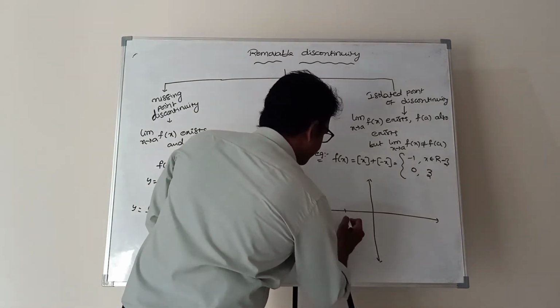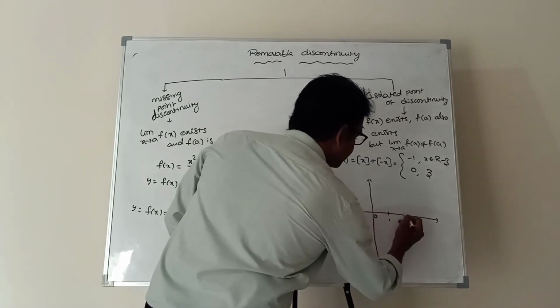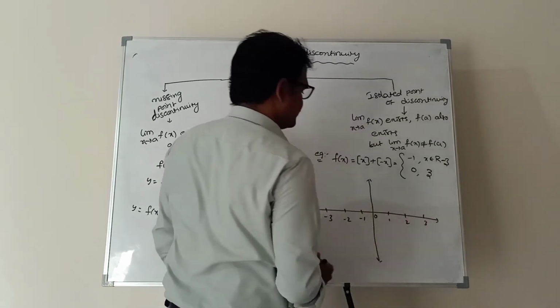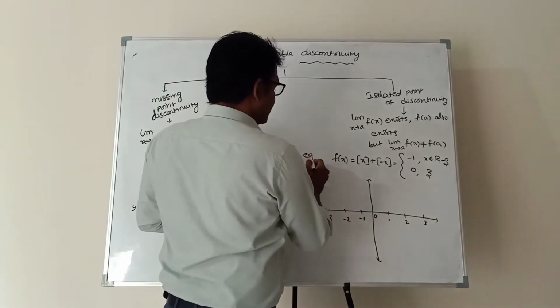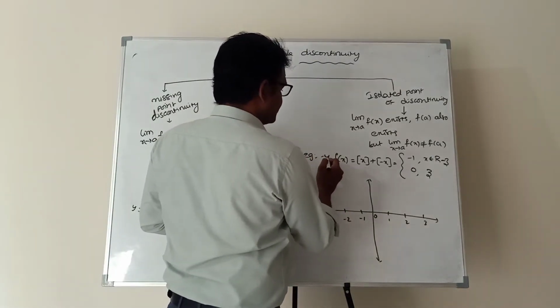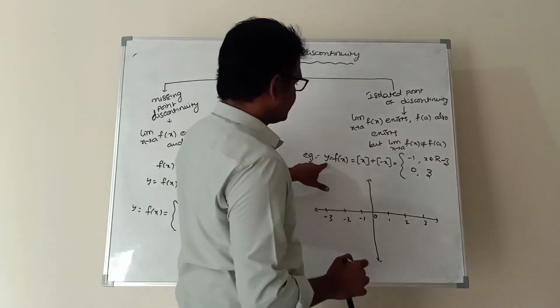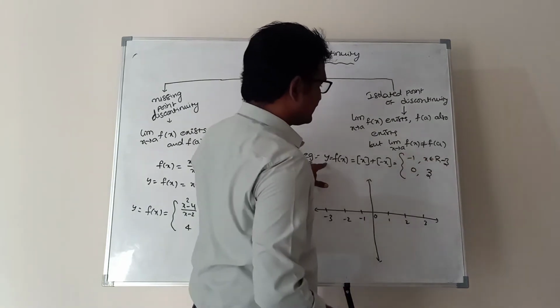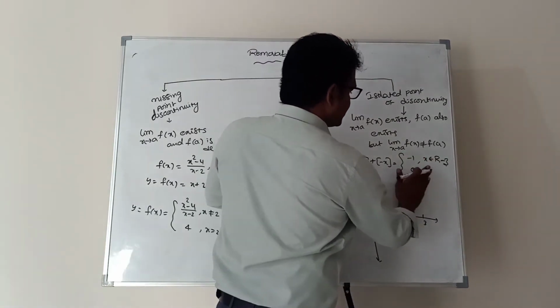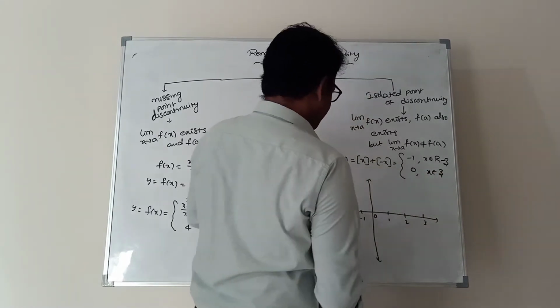Minus 3, minus 2, minus 1, 0, 1, 2, 3. So for example, y value is how much? Y is equal to f of x, always y is equal to f of x. Y value is minus 1 when x belongs to R minus Z. When x belongs to integer, y value is 0.